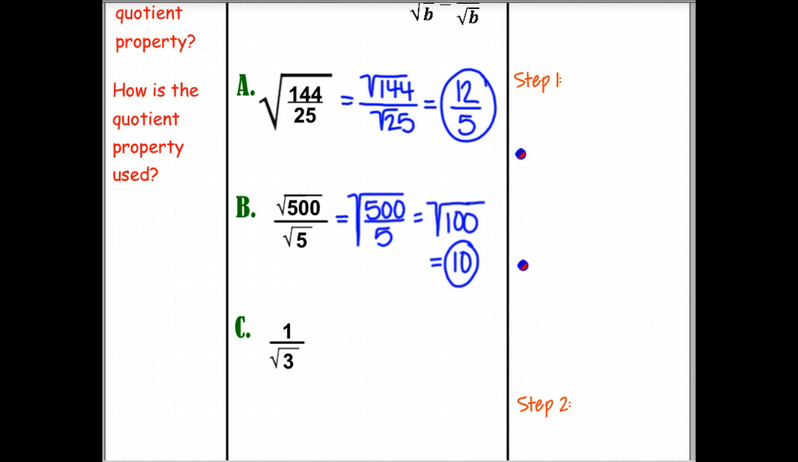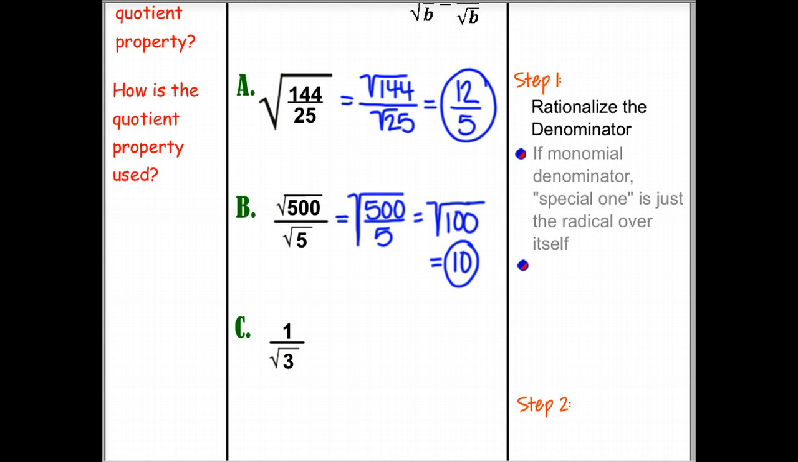Now we get into something where we've got 1 over the square root of 3. We can't put it into one big radical, so this is where our steps come in. Our first step is going to be to rationalize that denominator. What we mean is if there's a monomial, such as in our case C, in the denominator, our special one is just that radical over itself.